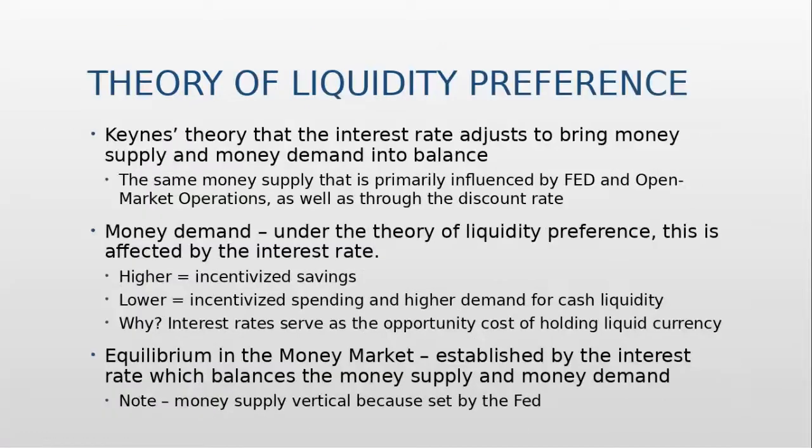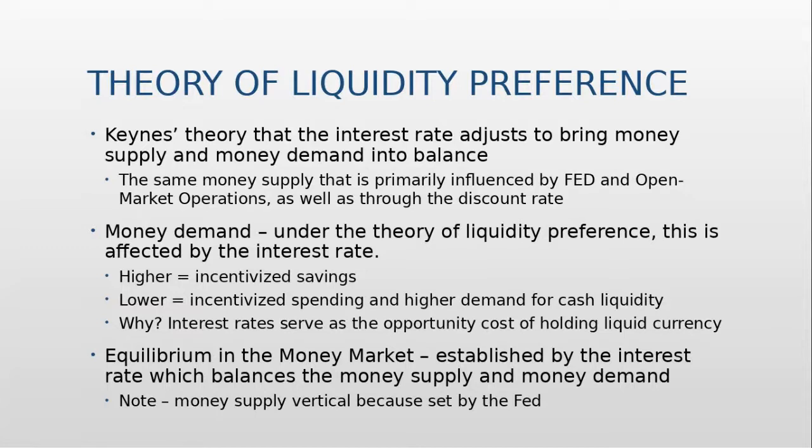This brings us to the theory of liquidity preference. Keynes's theory of liquidity preference was the idea that the interest rate adjusts to bring money supply and money demand into balance. That is, the same money supply that is primarily influenced by the Fed and open market operations, as well as through the discount rate, is brought into balance with the demand for it through interest rates.